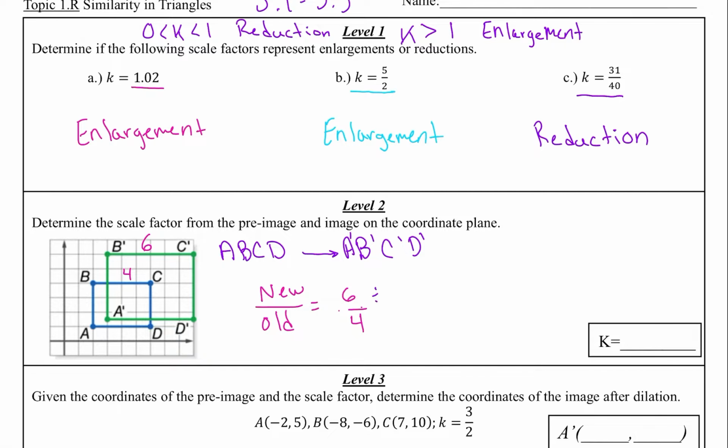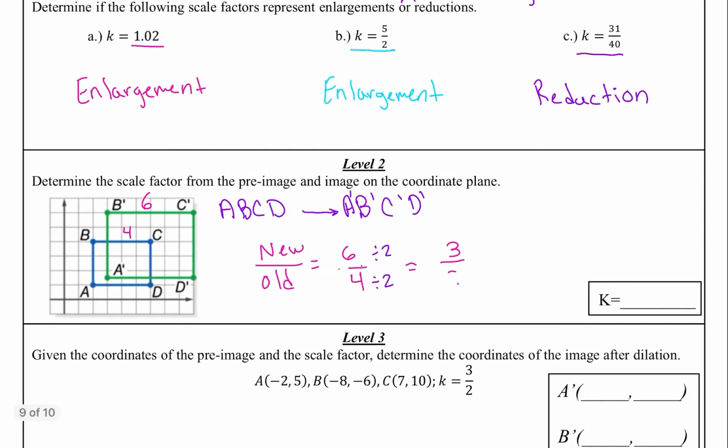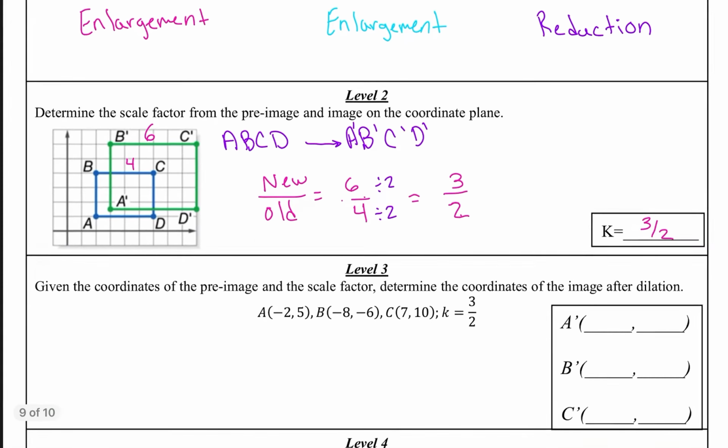And I could simplify that. I can see that I can divide both those things by 2. And if I do that, 6 divided by 2 is 3, 4 divided by 2 is 2. So I can see that the scale factor is 3/2, which again makes sense because that's bigger than 1, so it should represent an enlargement, and that blue shape is definitely getting bigger to get to the green shape.